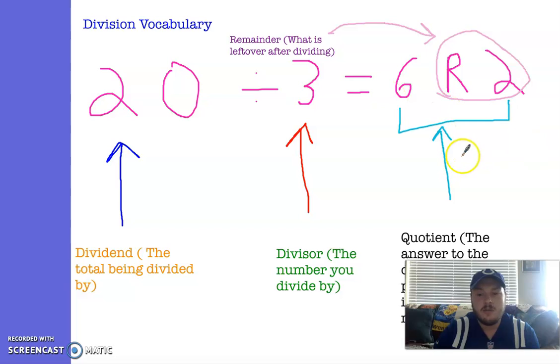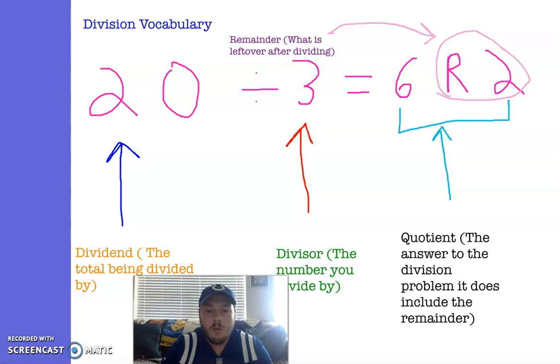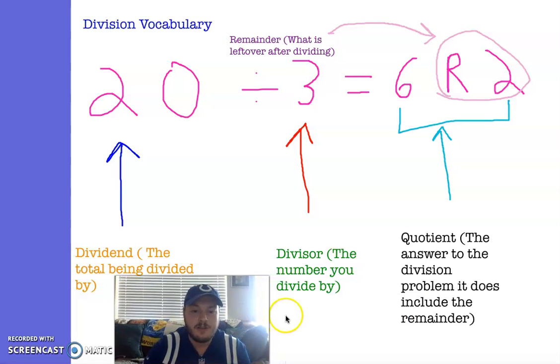But before we can get into the ways to divide, I want us to look at the division vocabulary that we need to know. So I have a division equation written right up here. We're doing 20 divided by 3, which is going to equal 6 remainder 2. And this is some important vocabulary to know.